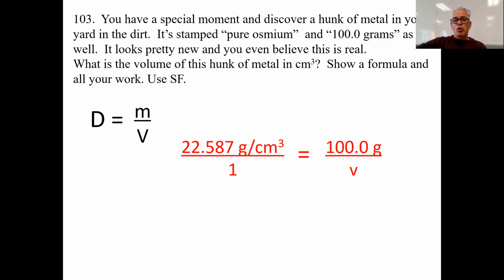22.587 grams per centimeter cubed over 1 is the same thing. So I can put the density over 1 and it still equals the density. And now I have equivalent fractions and I can cross multiply to solve for V. So to cross multiply, 100 grams is going to equal 22.587 grams per centimeter cubed times volume. And then I can divide both sides by 22.587 grams per centimeter cubed, get the answer. Take your time, hit pause or do the cross multiplication.